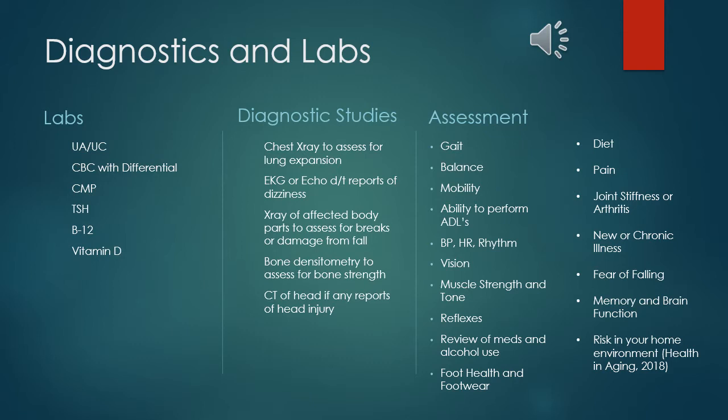The assessment includes gait, balance, mobility, ability to perform ADLs, blood pressure, heart rate, rhythm, vision, muscle strength and tone, reflexes, review of meds and alcohol use, footwear and foot health, diet, pain, joint stiffness and arthritis, new or chronic illnesses, fear of falling, memory and brain function, risk in your home environment.